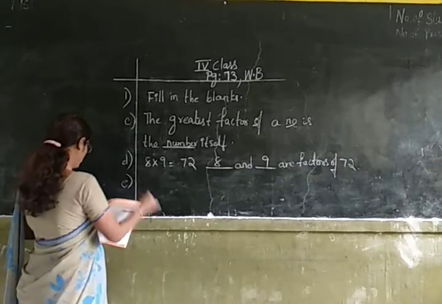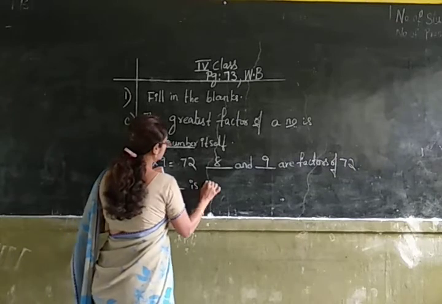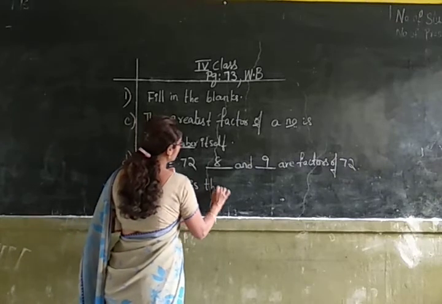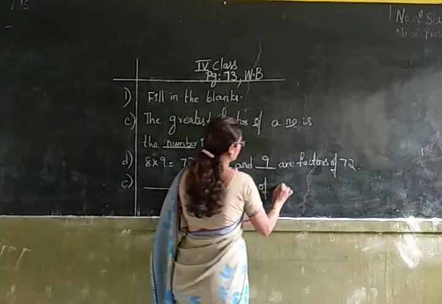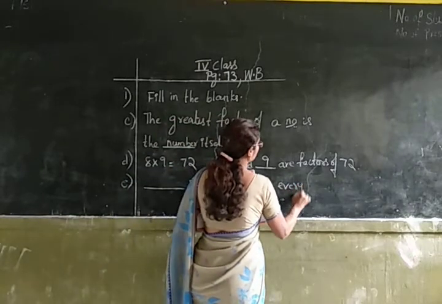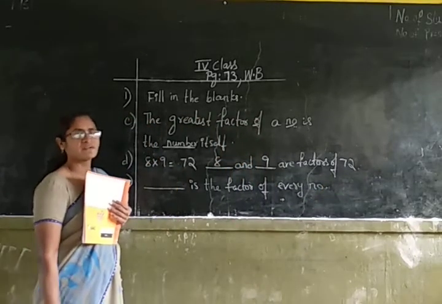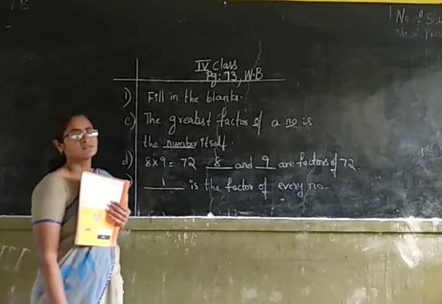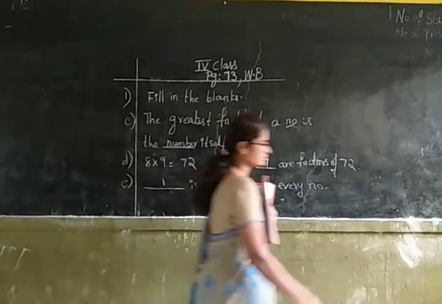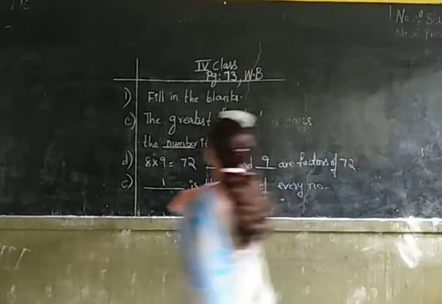Now let us do the E sum. Dash is the factor of every number. You all know that all the numbers are divisible by 1. So 1 is the factor of all the numbers.